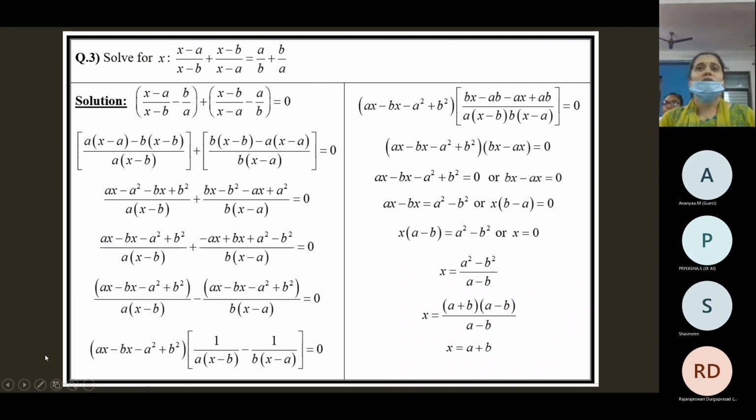Try this, children. I'll leave the answer on the screen, but try to do it without seeing. If at all you have a trouble, look at the screen and then take help and continue.